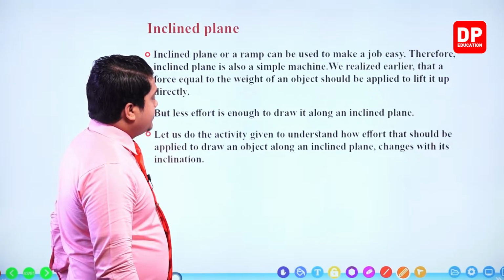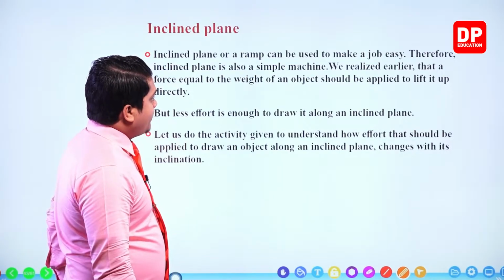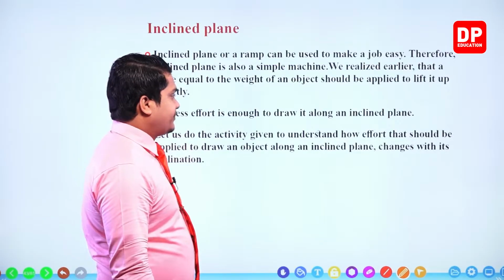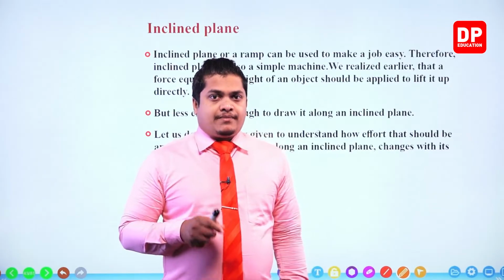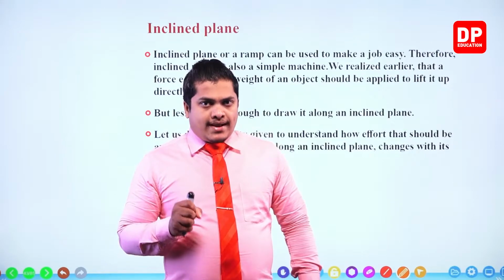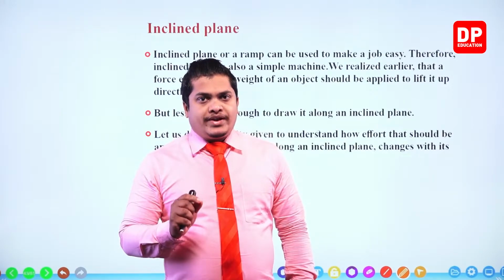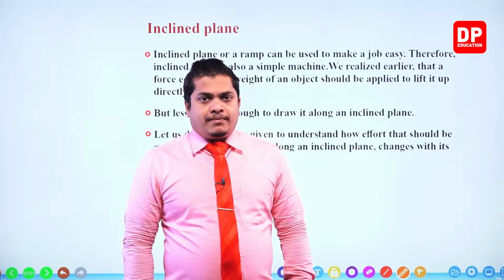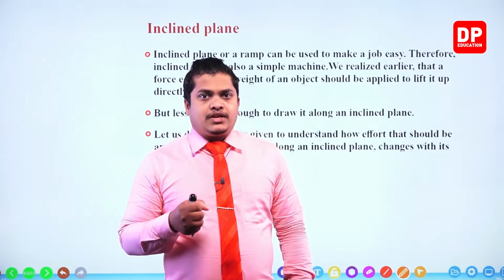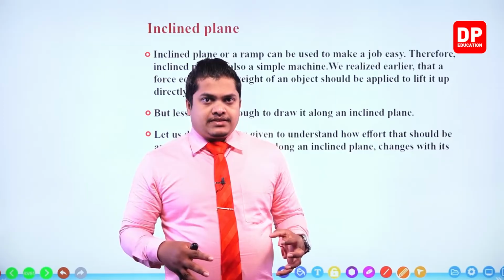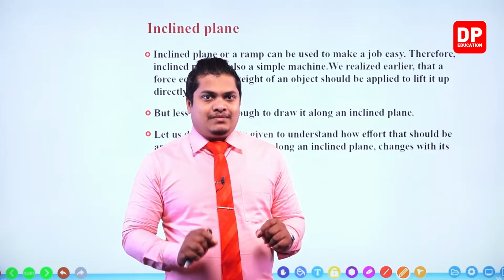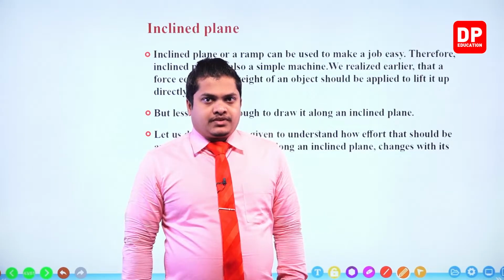We realized earlier that a force equal to the weight of an object should be applied to lift it up directly. Can you remember that in the previous chapter we discussed that in order to lift a certain object, we need to apply a force similar to the weight of the object? By that way, we can lift a certain object upward, my dear children. So when lifting an object upward, we need to apply a force similar to the weight of the object, right?